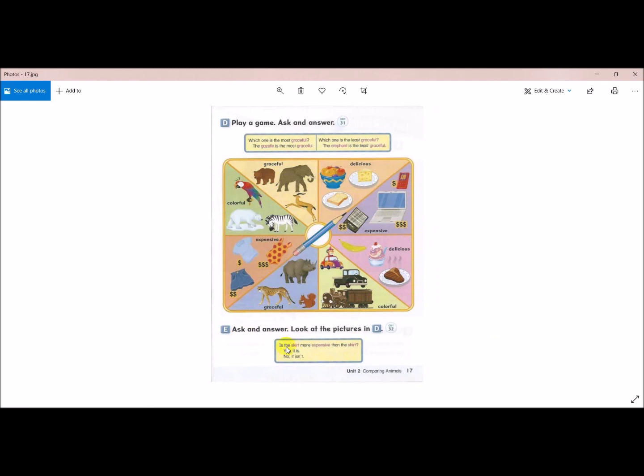This is the sample question. That is the simple question that we are going to ask. Okay? Look at the sample question first.